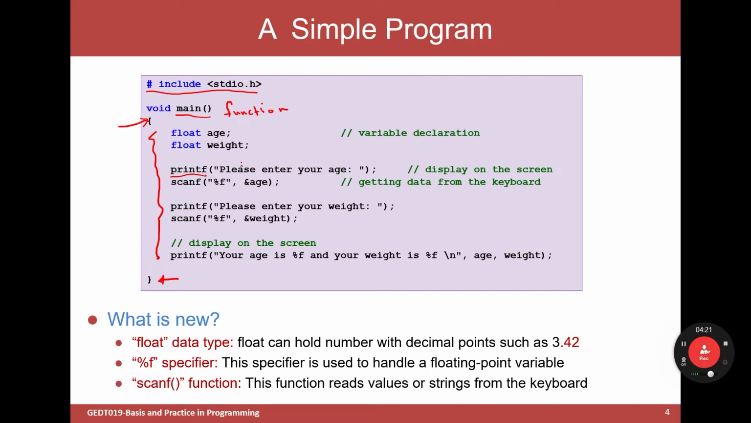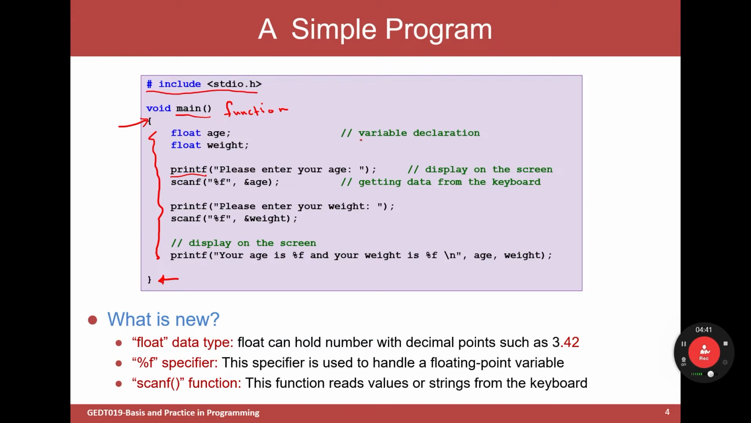Now inside the main function is my software. It starts with something new today, something we call float age. What is this blue color here? Blue color means this is a keyword, a C language keyword. So what is this keyword for?